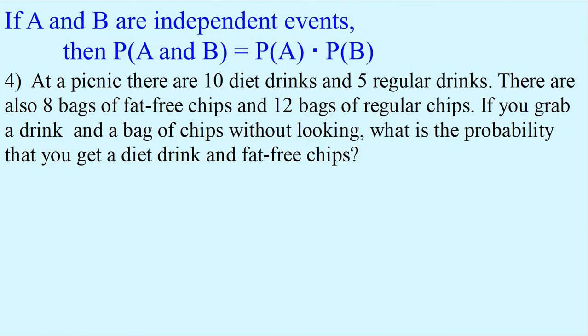So let's do some probabilities with that. In this example, we have a picnic. Pause it, read it. If you grab a drink and a bag of chips without looking, what is the probability that you get a diet drink and fat-free chips? The probability of getting a diet drink: there are 10 diet drinks and 5 regular. So there are 10 out of 15, so 2/3.